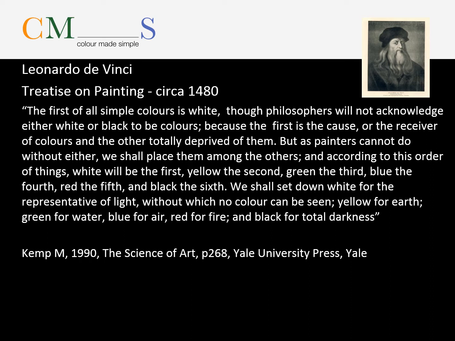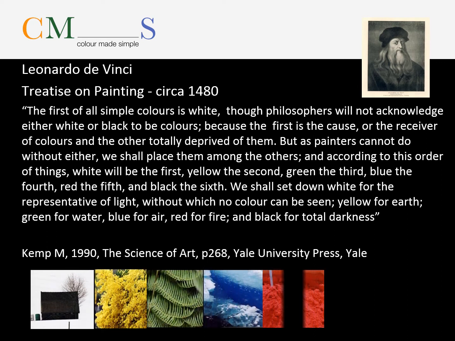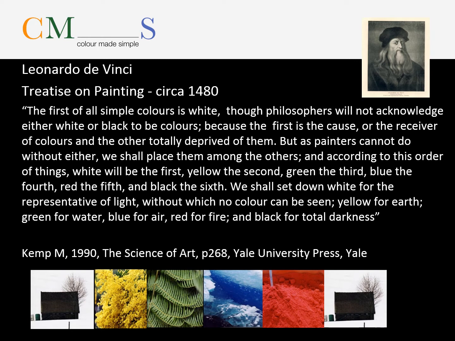We shall place them among the others, and according to this order of things, white will be the first, yellow the second, green the third, blue the fourth, red the fifth, and black the sixth. We shall set down white for the representative of light, without which no colour can be seen, yellow for earth, green for water, blue for air, red for fire, and black for total darkness."